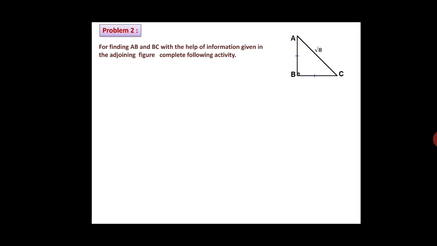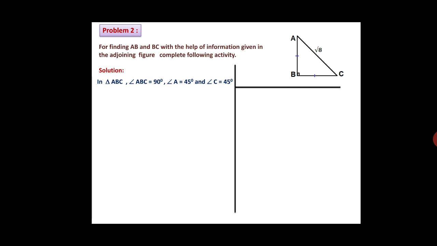Now let's try, this could be for 2 marks. This problem also could be asked for 2 marks. For finding AB and BC with the help of the information given in the adjoining figure, complete the following activity. This is the triangle ABC wherein AB and BC are congruent and hypotenuse AC is given as 2 times root 8. So friends, we'll see in triangle ABC, angle B is 90, A is 45, C is 45.